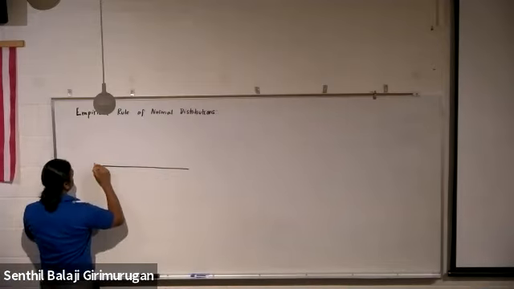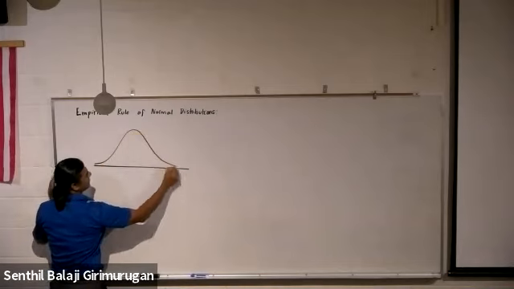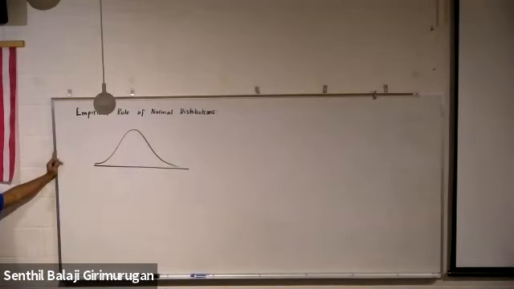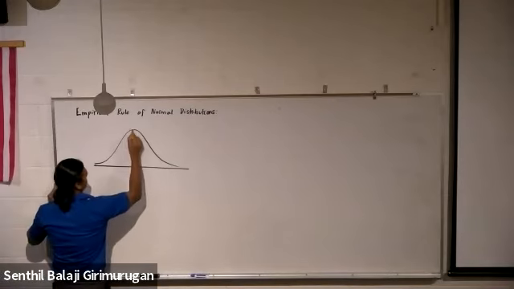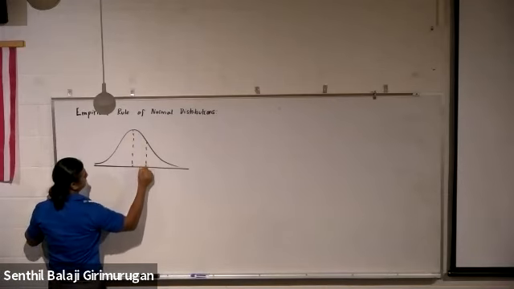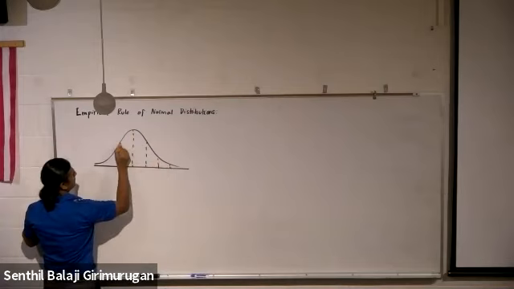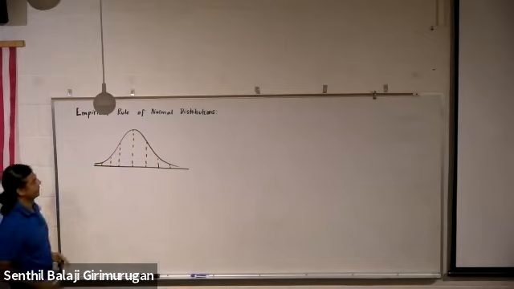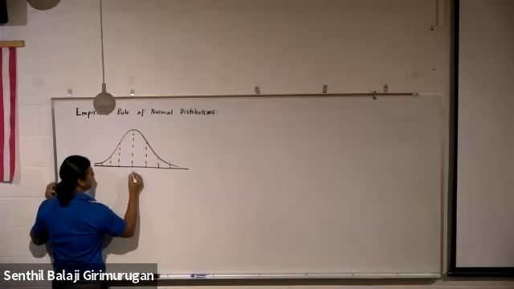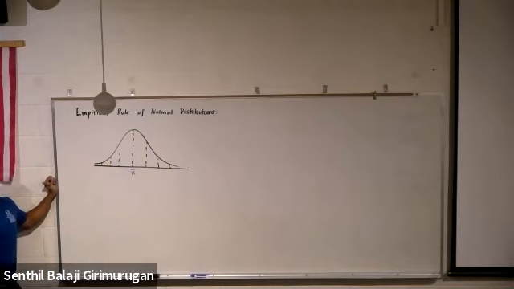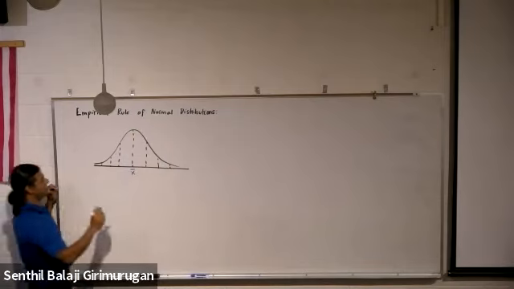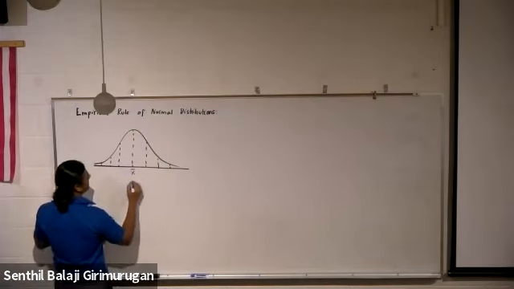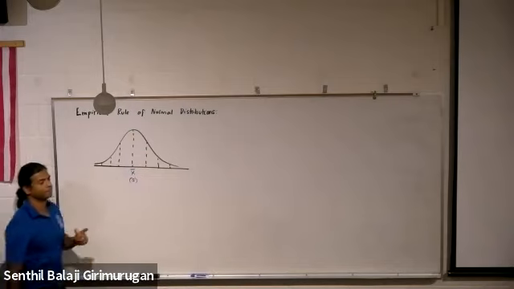If you have data that has a bell-shaped histogram, X bar is the mean, and what is S? Standard deviation. So let's say S is the standard deviation, it's given to us.